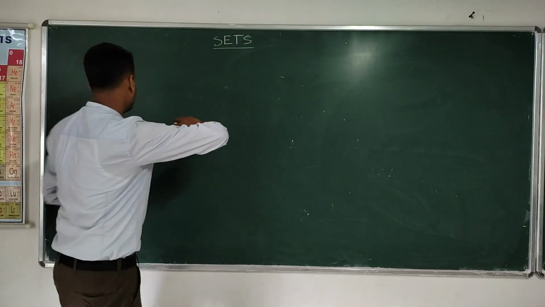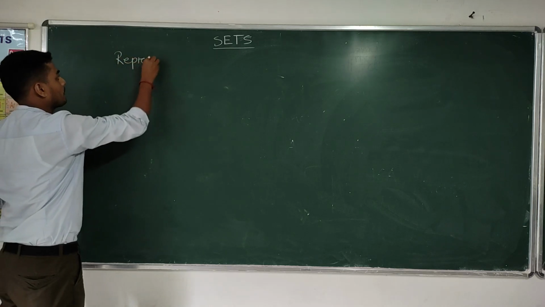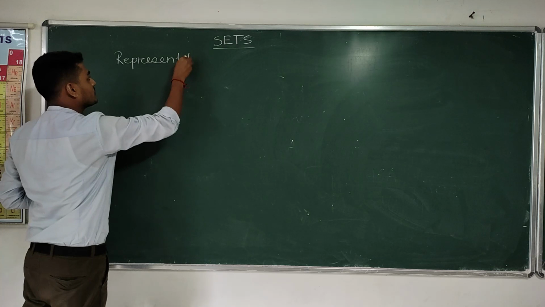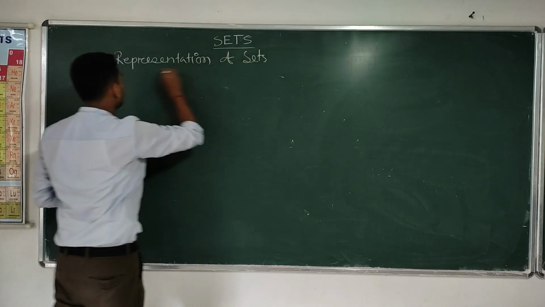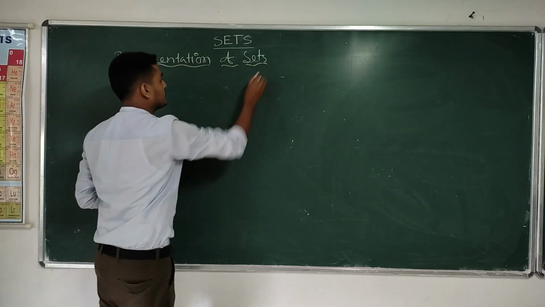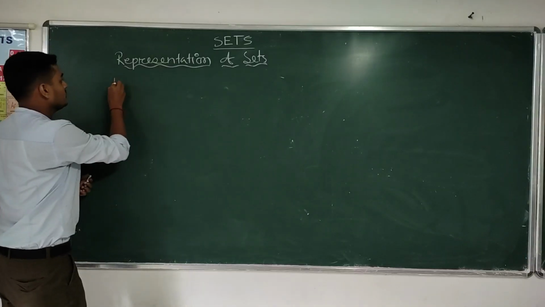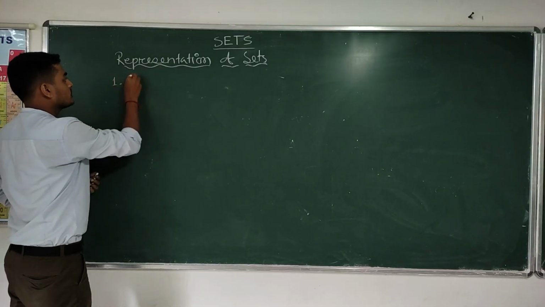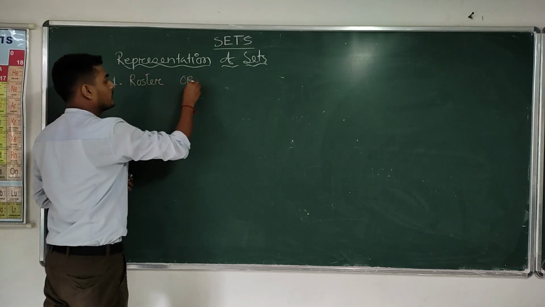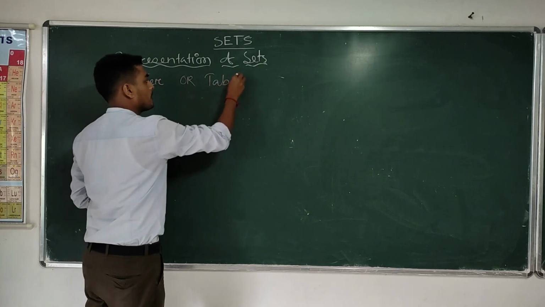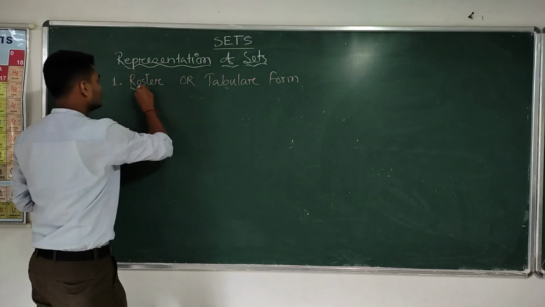Representation of sets. In general, a set can be represented in two different ways. First one, roster or tabular form. Very simple.